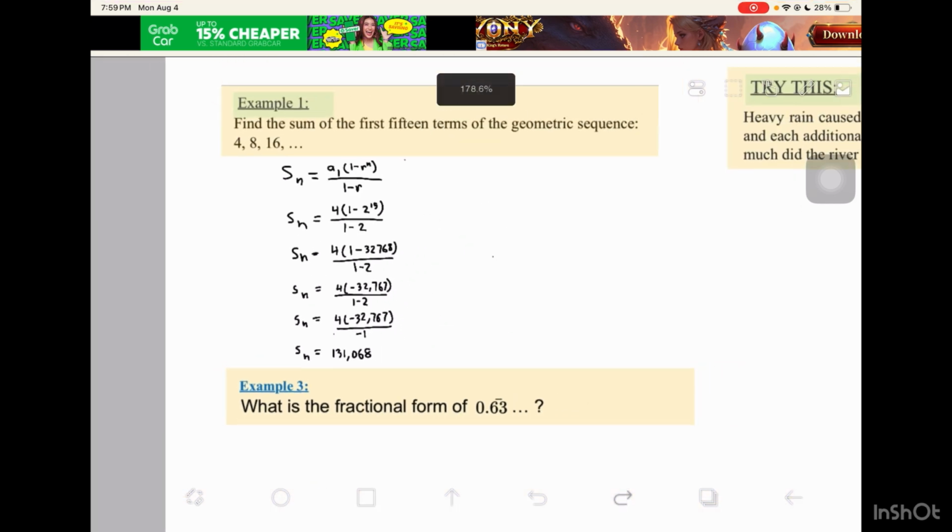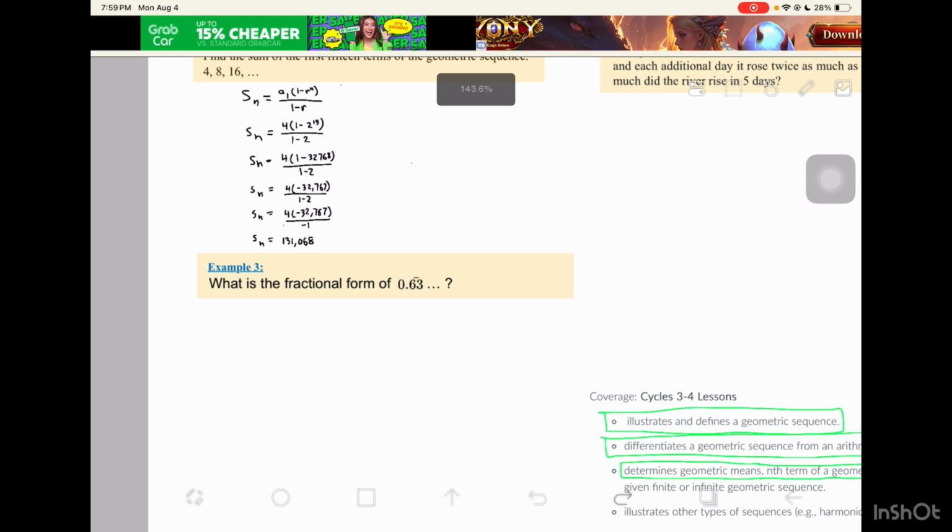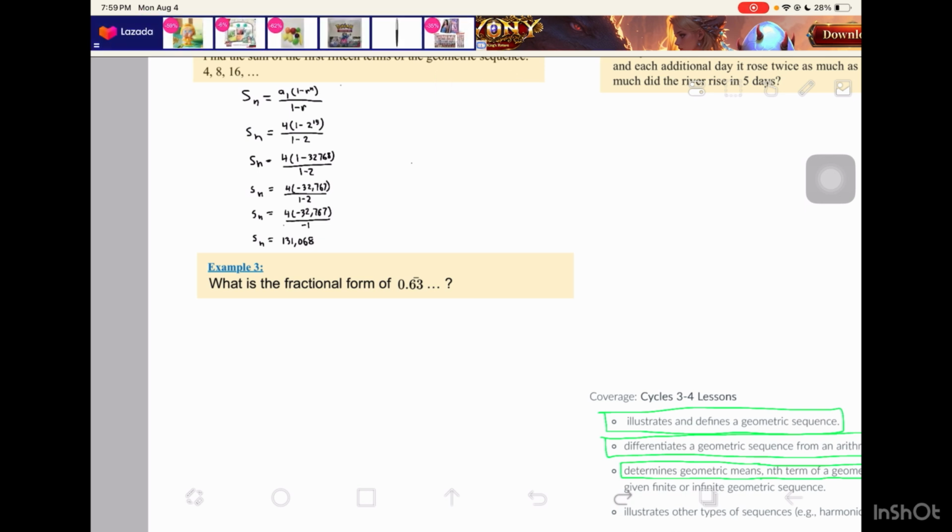And there you go. That's a sum of a finite series. But what about an infinite series? What is the fractional form of 0.63 repeating? This repeats indefinitely, the 63.